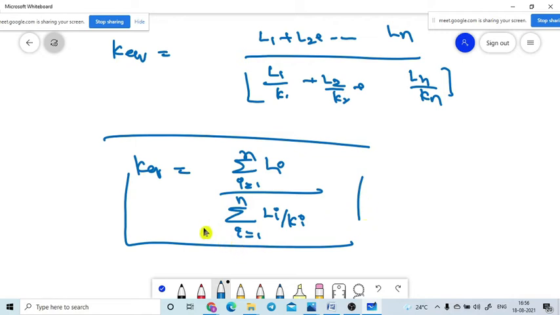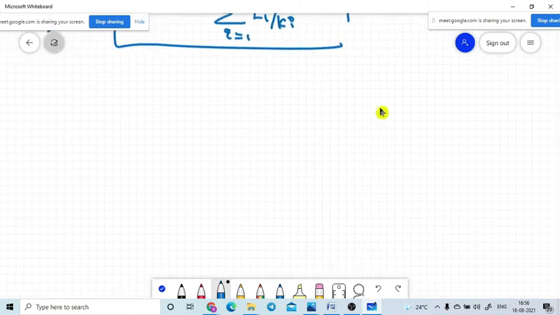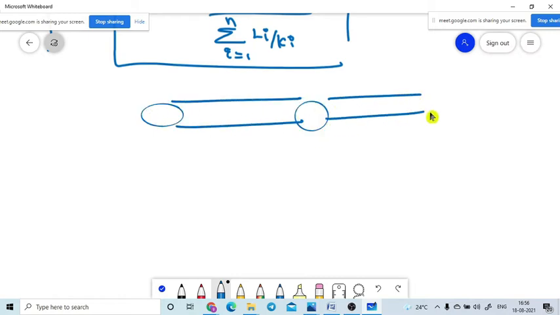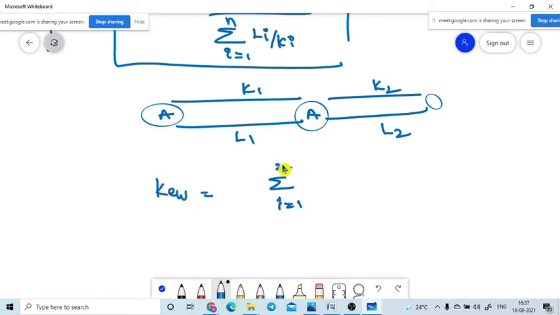So this is the formula. Now let me do it for only two lengths because they are connected in the same series manner. I am taking only two because they won't ask more than two materials. Let me do only two lengths like this. The area of cross section is A itself. This is L1, this is L2, this is having K1, this is K2. How can you use this formula? K equivalent is equal to sigma i is equal to 1 to 2 because only 2 are there.